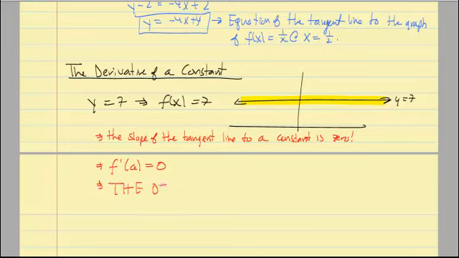This is the big takeaway. The derivative of a constant is 0. And this is going to be very important to know for Calc 1, Calc 2, Calc 3, differential equations, etc. It shows up often. The derivative of a constant is 0.